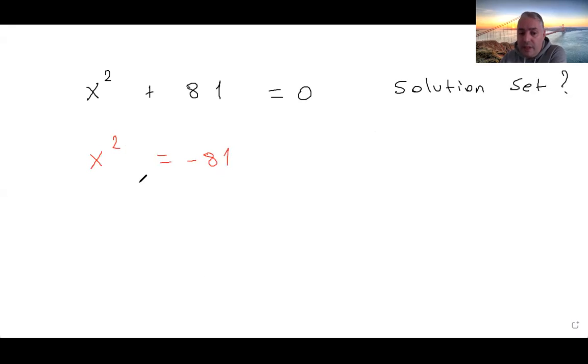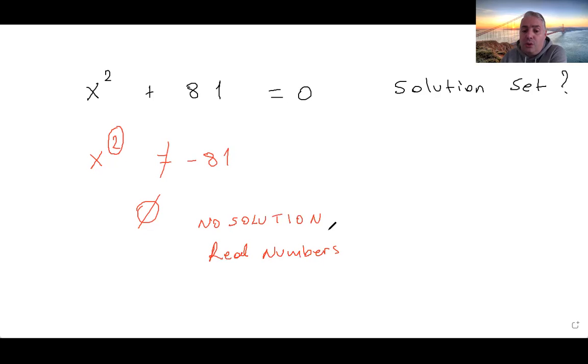81. So the result of any square cannot be -1. So that means we can say that it's not possible. So the result is the empty set, no solution. But when we say this, do not forget that the solution set, whatever you have studied till now, is for real numbers. So no solution for real numbers.